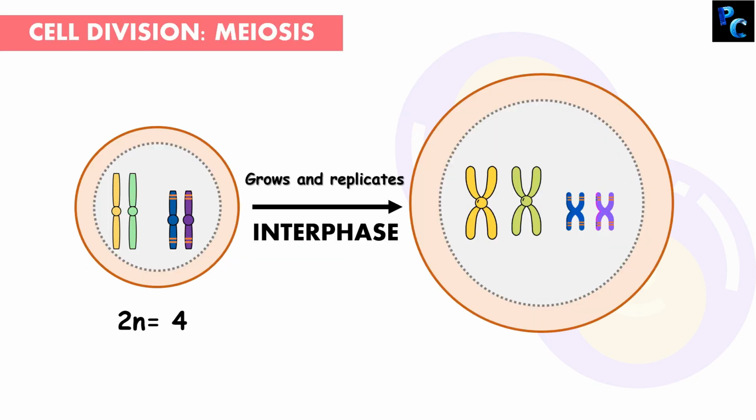Let's see actually what happens. Like before, the mother cell will grow and replicate in the interphase. So, in case of human, we will have 92 arms. Let's take the example of 2n is equal to 4. So, before the cell division, in the interphase, there will be 8 chromosomes or 8 chromatids. Now, this is one homologous pair and this is another homologous pair.